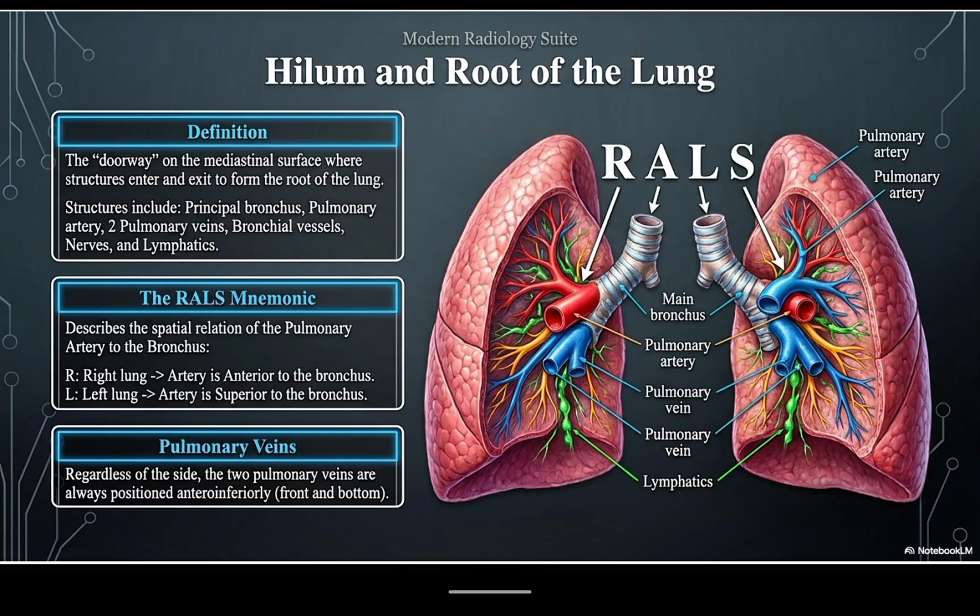Regardless of the side, the two pulmonary veins are always positioned anterior-inferiorly. That means in front and below. So the two pulmonary veins are always anterior, in front of the lungs, and inferior. Now look at the two pulmonary veins. Both of them are always anterior to the bronchus and always inferior to the what? To the bronchus. That is all we have about the hilum and roots of the lungs.